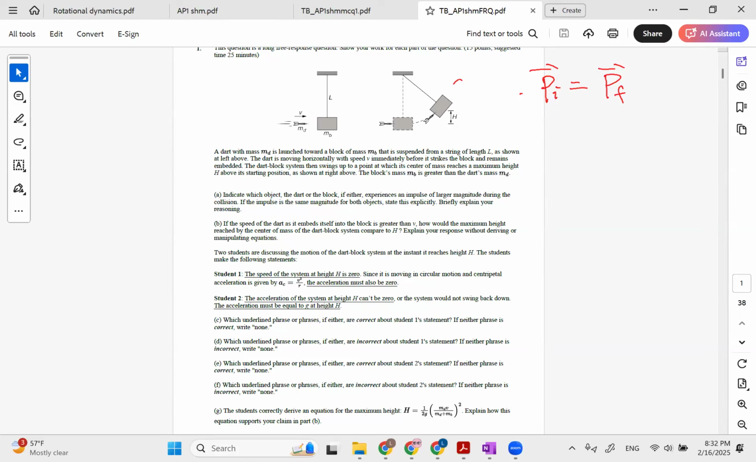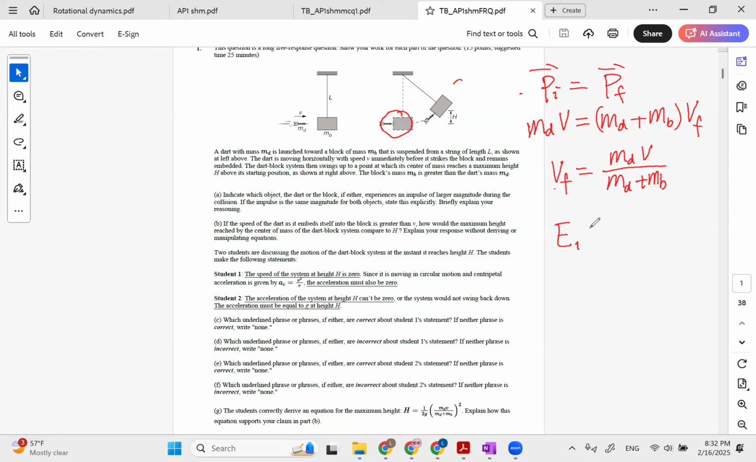Yeah. So when the dart connects with the block, momentum is conserved. So you write down m_d times v initial will be equal to m_d plus m_b times v final. Okay? That's the momentum conservation. And then you will find that v final will be equal to m_d v over m_d plus m_block. Right? After the collision, they move together.